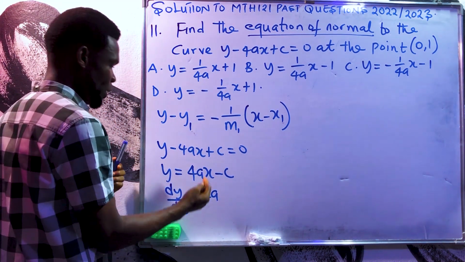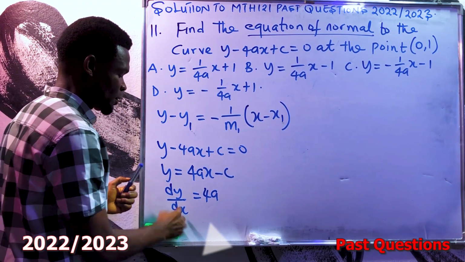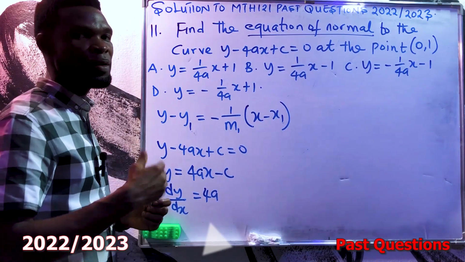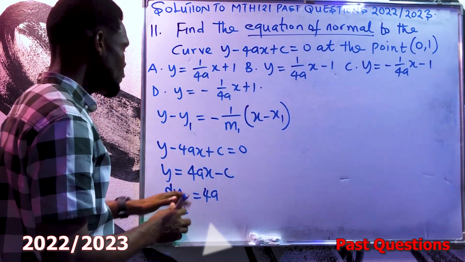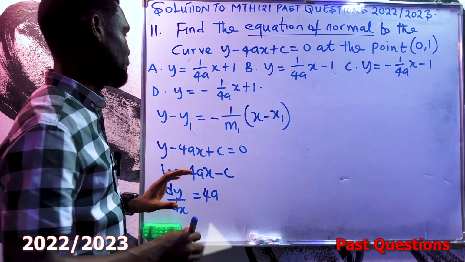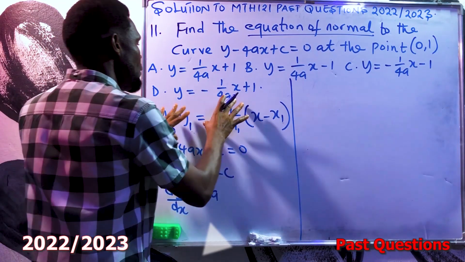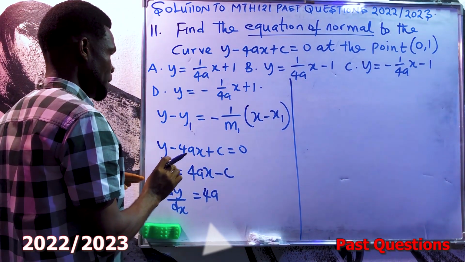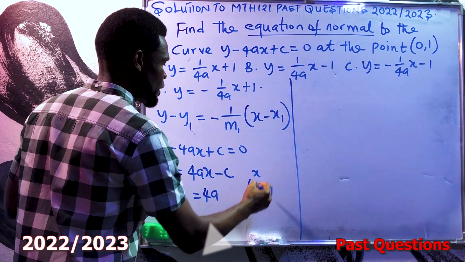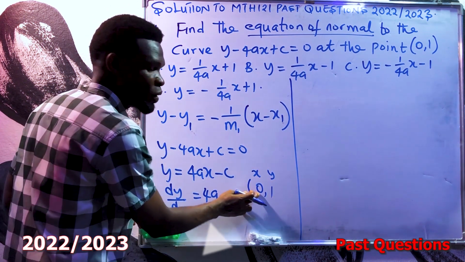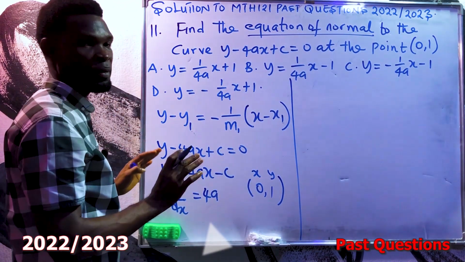Next, we now substitute. This dy/dx is the same thing as m, the slope, which is the gradient of a curve. Having found that, if you look at the formula, we need to substitute everything into it. Don't forget the point is given as (0, 1), where 0 is the x coordinate and 1 is the y coordinate. So we are going to substitute everything into this equation.